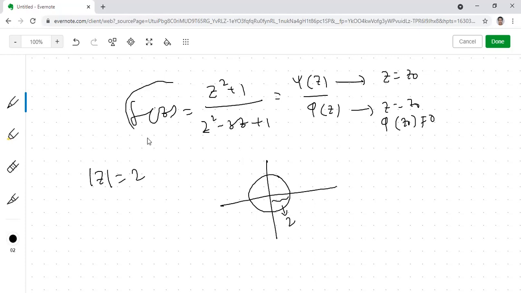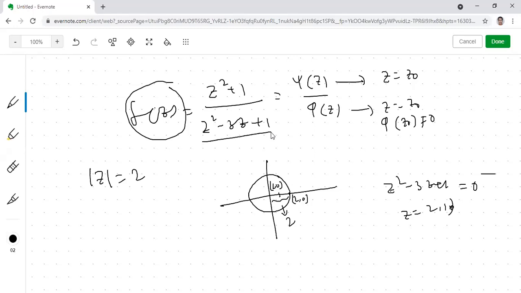This function will not be continuous if the denominator is not defined. The denominator z square minus 3z plus 1 is not defined if it is 0. That means z equals 2 and 1. 2 is the point on this circle, 2, 0: real part is 2, imaginary part is 0. And z equals 1 means real part is 1, imaginary part is 0, so 1, 0. Except these 2 points, at all other points this function is defined, so it will be continuous.